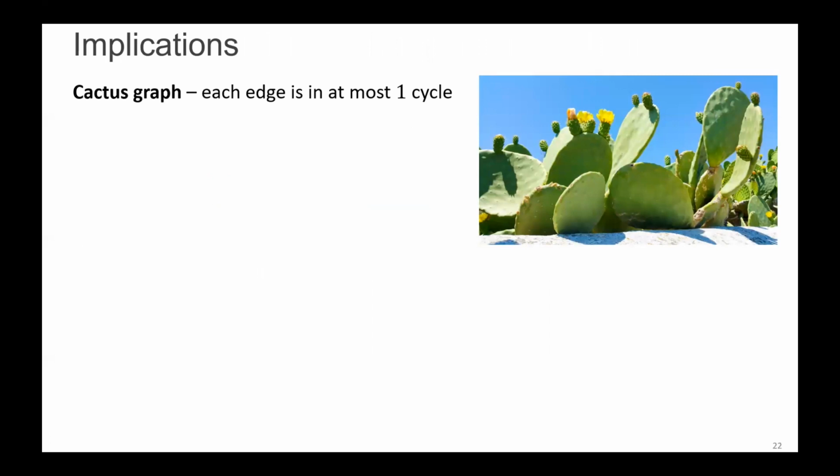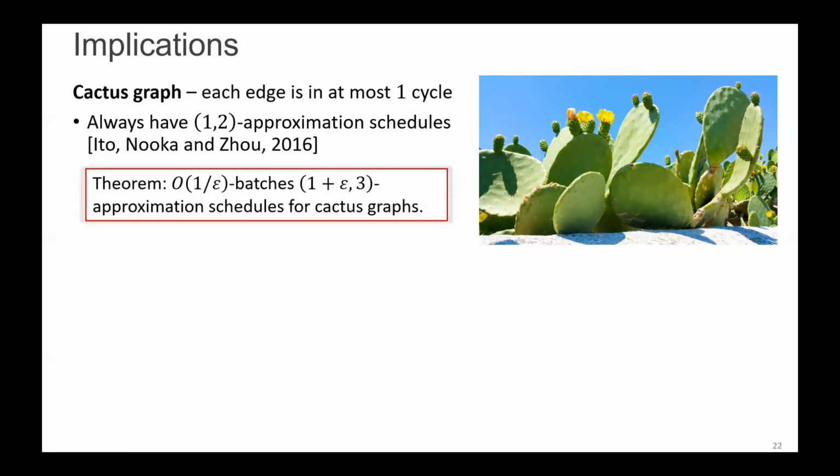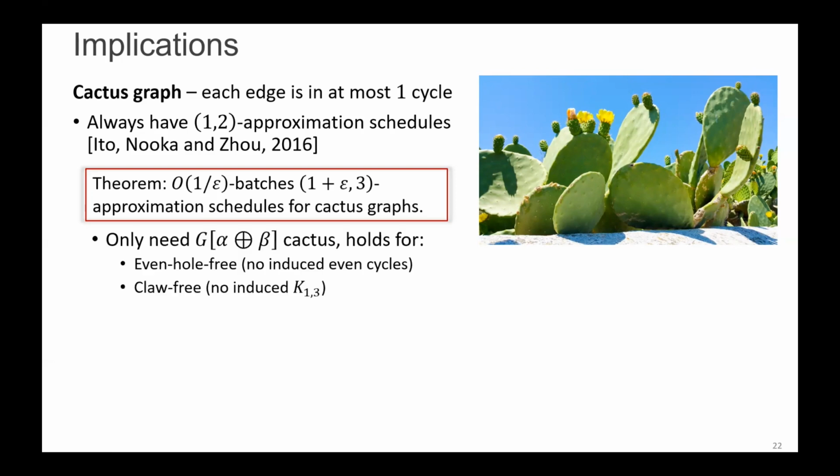And this has several implications for the existence of batch schedules. For example, for cactus graphs. Cactus graphs are graphs where each edge is in at most one cycle. And one knows from previous work that these always have 1,2 approximation schedules. And now one can just use the compression scheme to see that cactus graphs have reconfiguration schedules with order of 1 over epsilon batches and an approximation vector of 1 plus epsilon, comma 3.